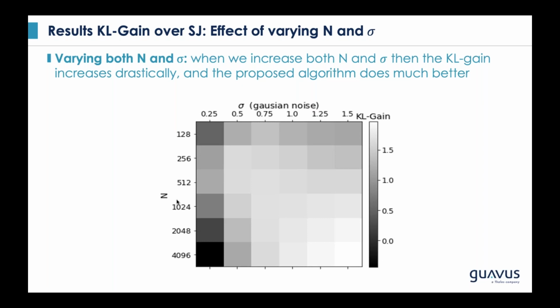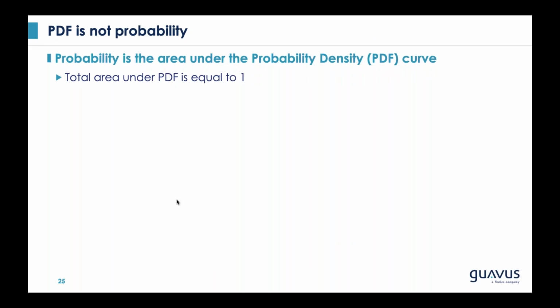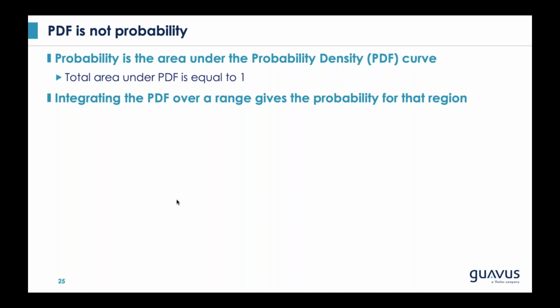But I guess there's still one step missing. How do you find anomalies via them? As a last step, I want to mention that the PDF is not really probability, it's probability density. The area under the PDF is equal to 1. To get the probability, you have to integrate the PDF over a range. This is the probability for the region.